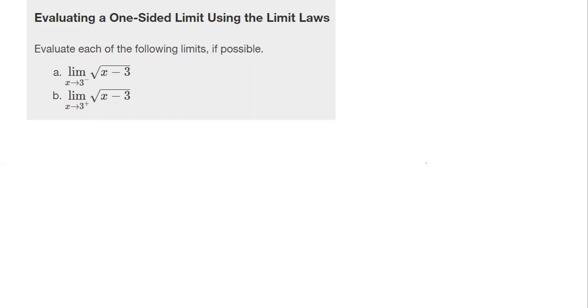So let's look at this first question. Part A says, find the limit of square root of x minus 3 as x approaches 3 with a minus on the top. If you recall, you read it as x approaches 3 from the left. The minus indicates from the left. Let's write that there. So it's a one-sided limit. You're only focusing on one side of it. Part B says, find the limit of square root of x minus 3 as x approaches 3 from the right.